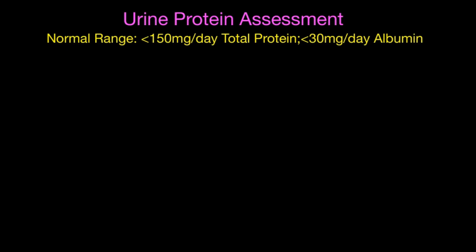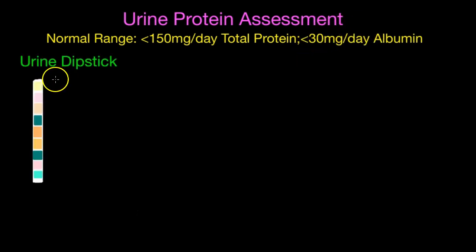Alright, now we're going to talk about how to actually measure and assess urine protein. And so it's worth revisiting the normal range. Remember, normally there is less than 150 milligrams of total protein in the urine per day. Likewise, there's less than 30 milligrams of albumin in the urine per day.